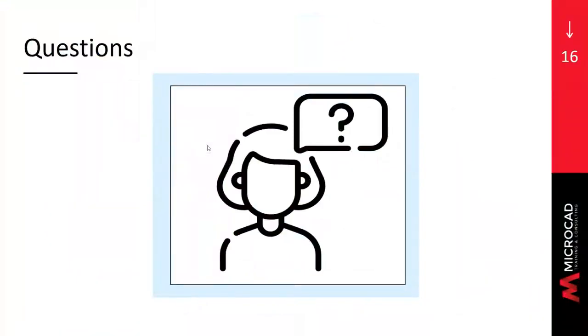Mm-hmm. So another question, how to display polyline for areas of rooms when exporting to CAD?